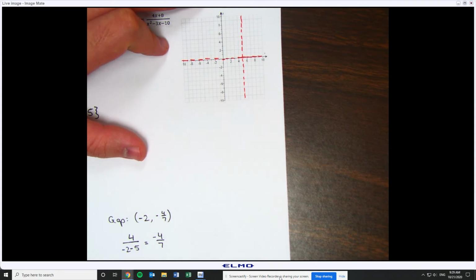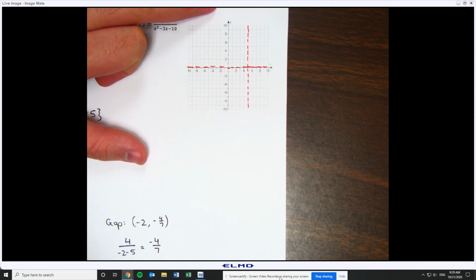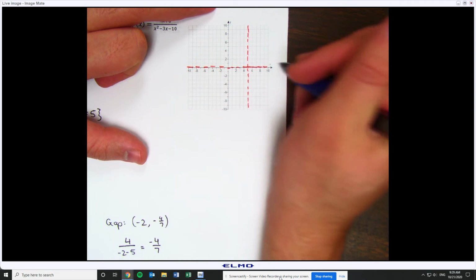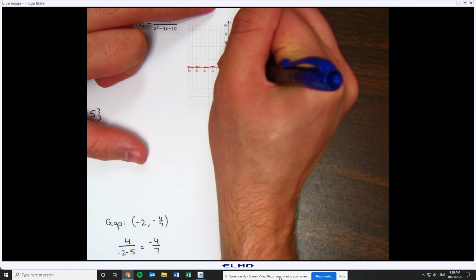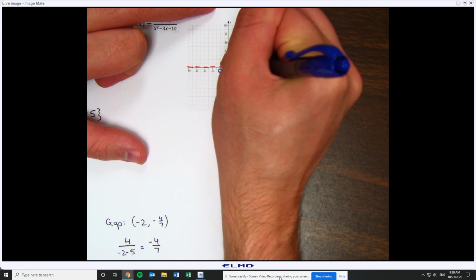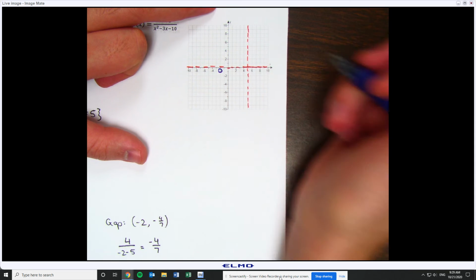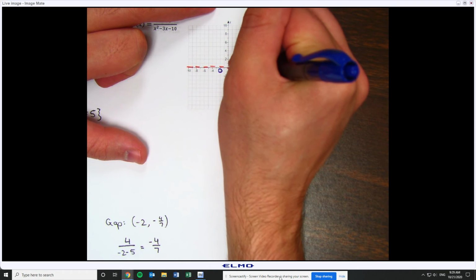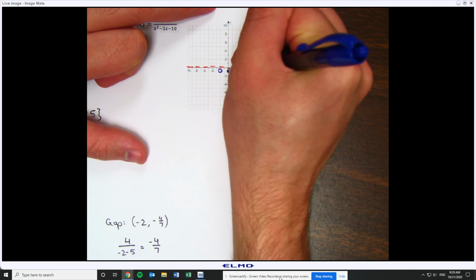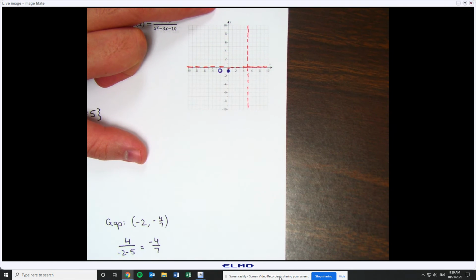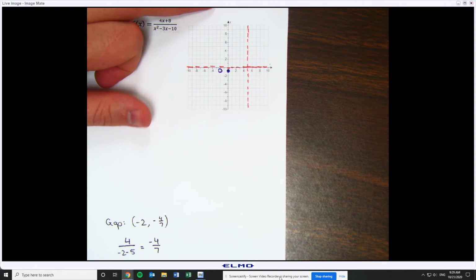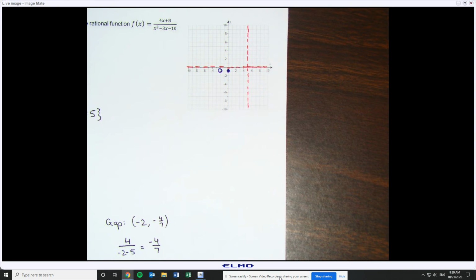Got it. Next on my to-do list, gaps and intercepts. So my gap right here is -2, -4 over 7. So -2 is right here, -4 over 7 is about right there. So I'm just going to put an open circle. Now for my y-intercept, I have 0, -4 over 5, which is about right here. So I put a closed dot. Got it. Don't have any x-intercepts, so I don't have to worry about that.